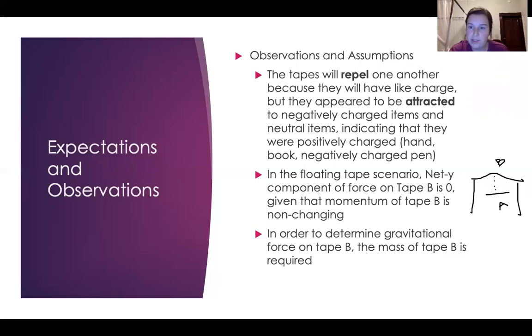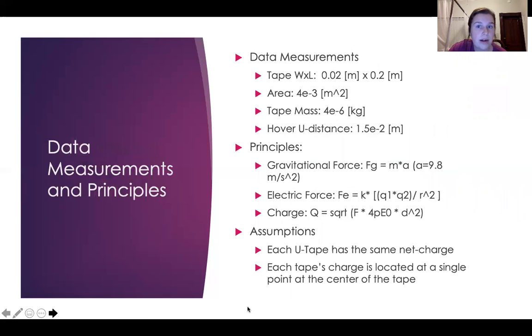So in this floating tape scenario, there's a piece of tape B and there's a piece of tape A, and this is the diagram here. Piece of tape B is floating because piece of tape A is the same charge, and so piece of tape B is being repelled by that. So net Y component of force on tape B is 0, given that the momentum of tape B is non-changing. In order to determine gravitational force on tape B, the mass of tape B is required. And so I took these initial data measurements and used these principles that I had outlined earlier, electric force specifically, and charge and gravitational force to determine the magnitude of charge for this point charge, piece of tape B.